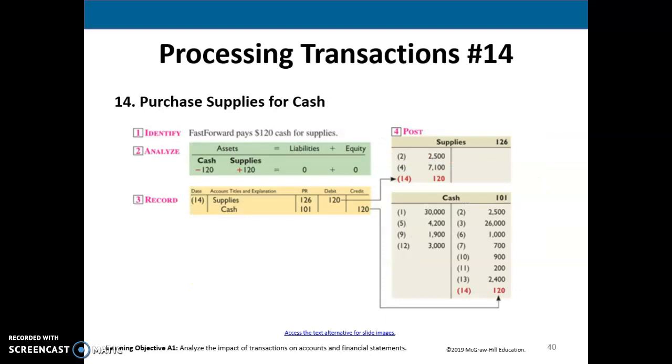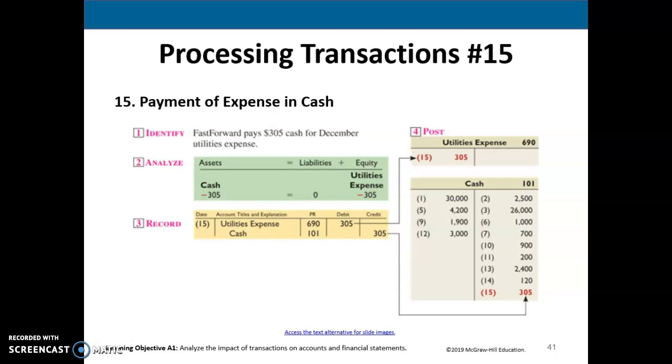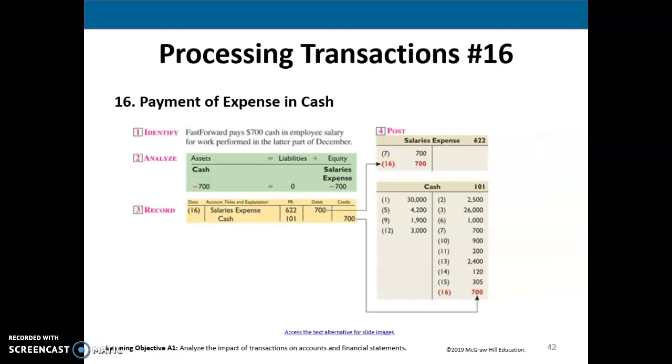For paying supplies for cash, we're going to increase our supply account with a debit, decrease our cash account with a credit. If we are paying for expenses in cash, we're going to debit our expenses and credit cash. So this one we paid $305 for utilities expense. We're going to decrease the cash account with a credit. We're going to increase the expense account with a debit, and then we will post the appropriate amounts to the T accounts.